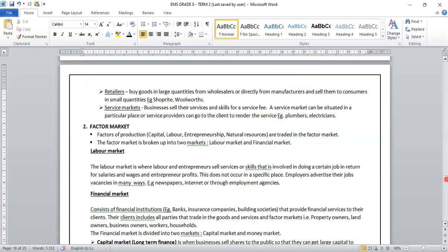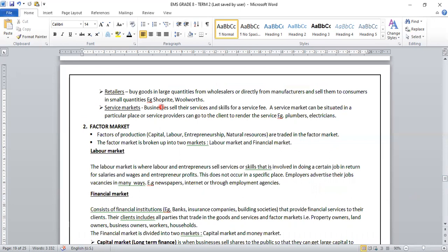We move to retailers. Retailers buy goods in large quantities from wholesalers or directly from the manufacturers and sell them to consumers in small quantities. For example, ShopRite, Woolworths, Pick n Pay, etc. So these are called retailers.